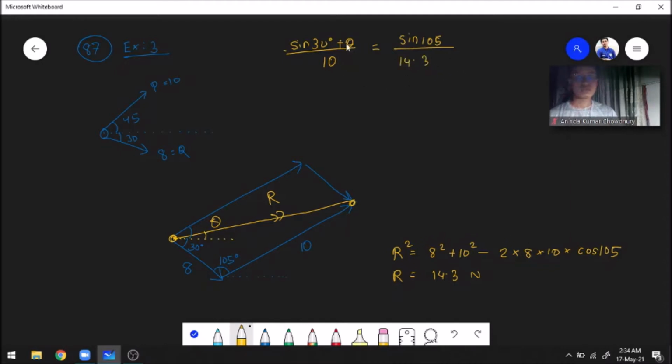From there, all the other things are known other than this theta. So sine of 30 plus theta will be equal to 0.673 after doing all the workings. From there, we can get the value of theta to be 12.4. Okay, so this is how you get the value of theta, and this is how you get your resultant.